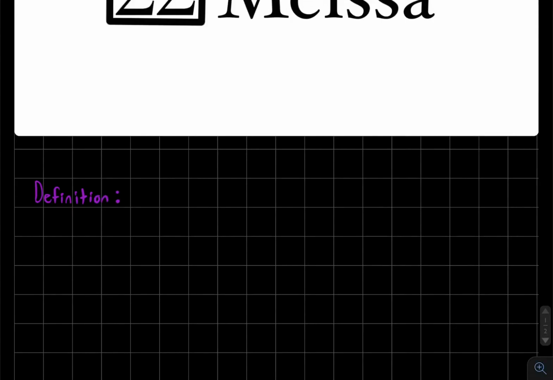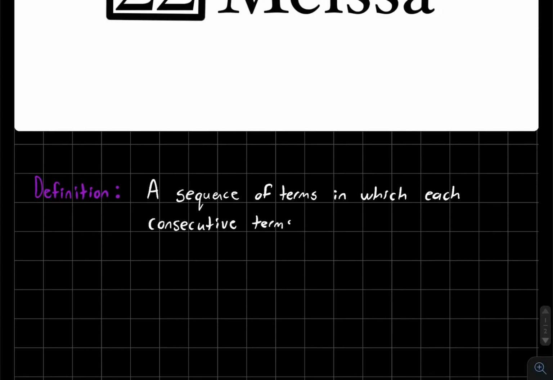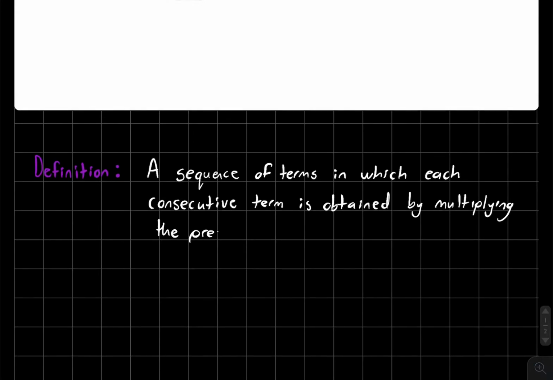What is a geometric sequence? So basically a geometric sequence is a sequence of terms in which each consecutive term is obtained by multiplying the previous term by a constant ratio.